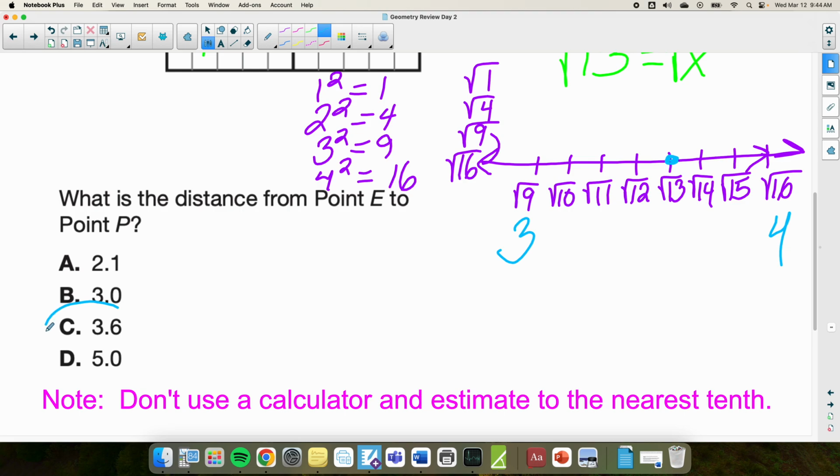Okay, that one's easier than normal. Normally they'd have like a 3.6 and maybe a 3.3. So you'd have to think about, is it halfway and a little bit more for it to be 3.6? If it was 3.3, it'd be somewhere over here. So you're just estimating which one makes sense.